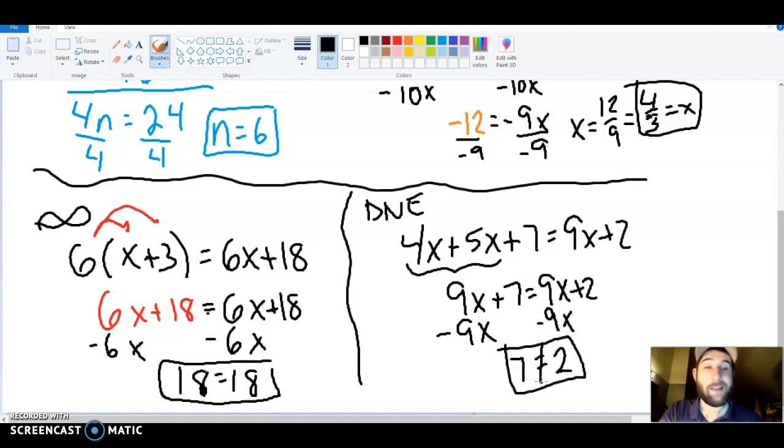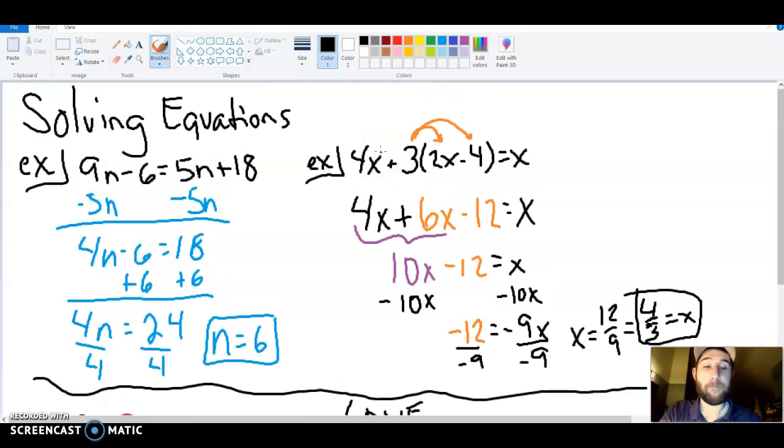And so that's what it looks like when you have a solution that does not exist, when you have an infinite number of solutions, or like we talked about up here, you have just one solution for each.